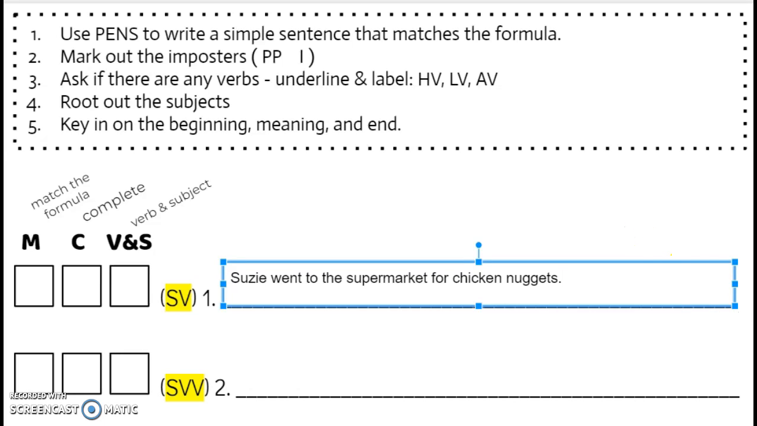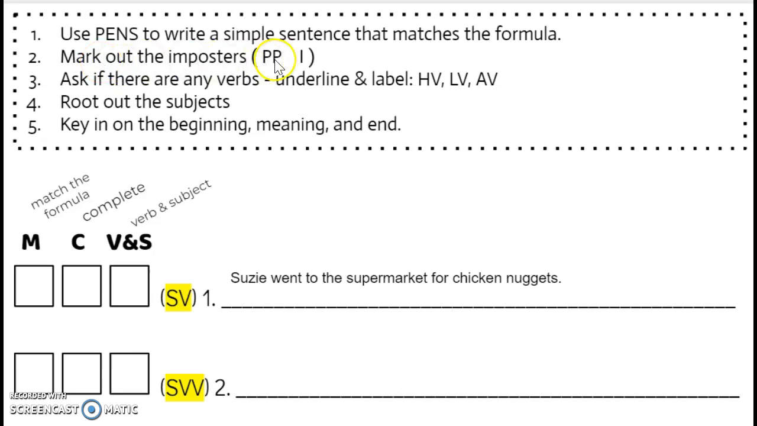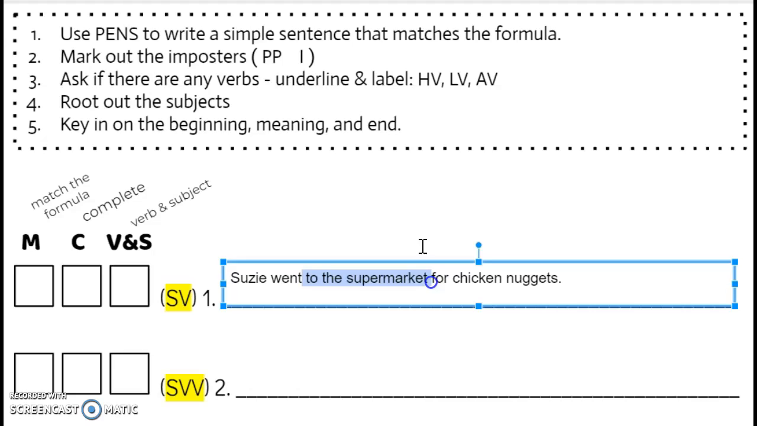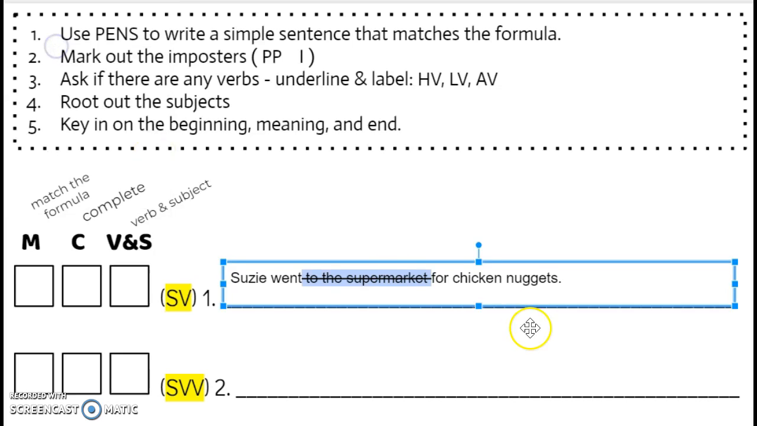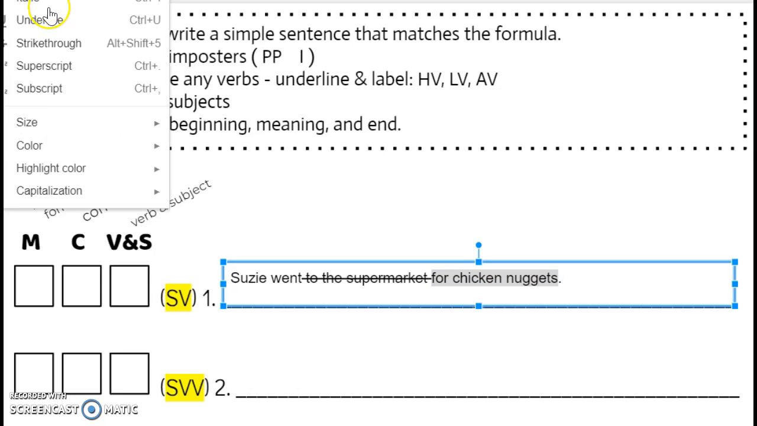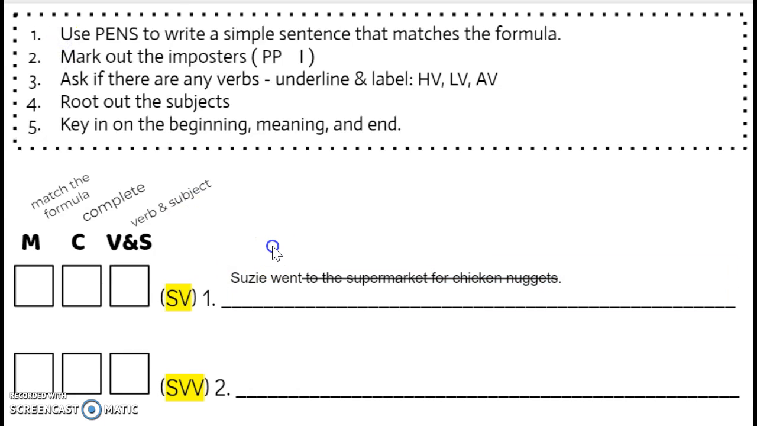So the first step, we go through our mark strategies, mark out the imposters. To the supermarket, we're going to cross it out, and you are going to label it with a PP because it's a prepositional phrase. For chicken nuggets is another prepositional phrase. So you're going to cross it off and label it. And then you're going to write an S over Susie. And what did Susie do? She went. So you have one subject, one verb.